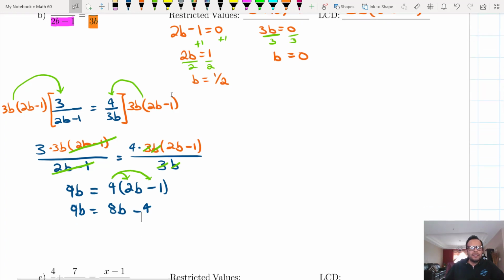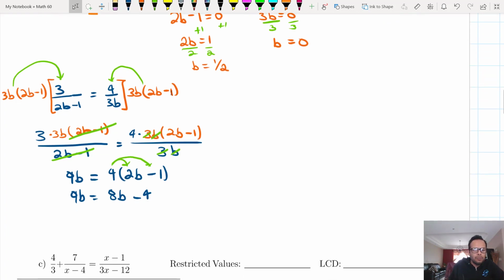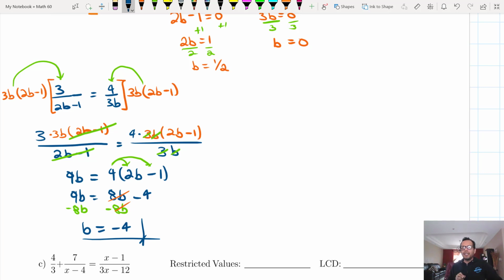Okay, a good next step here would be to move the variable terms to the left hand side. So I'm going to subtract 8b. And the nice thing about this is, look how the 8b's go away. And on the left hand side, 9b minus 8b gives us b, which equals negative 4. And that's the final answer to this equation.